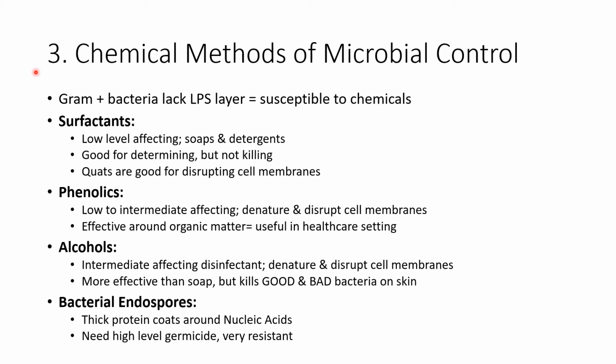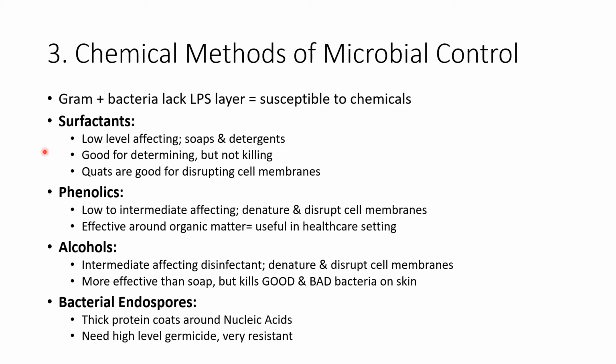Question 3 addresses the chemical methods of microbial control. The 3 chemical methods that would be most effective against gram-positive bacteria would be surfactants, phenolics, and alcohols. Gram-positive bacteria lack a lipopolysaccharide layer, which makes them susceptible to chemicals. Surfactants are low-level affecting chemicals like soaps and detergents. They have hydrophilic heads and hydrophobic tails, which makes them good for degerming surfaces, but not for killing the actual bacteria. However, with the use of water, you can wash away the bacteria that was degermed.